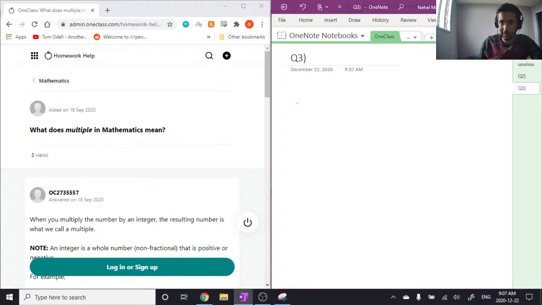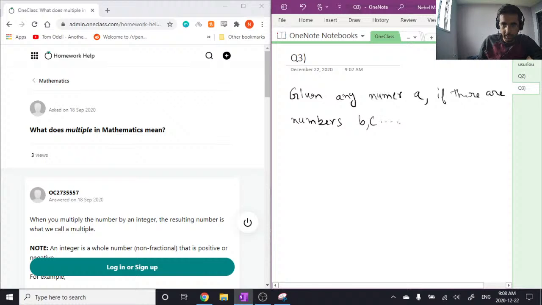So how I would define it is, given any number, let's call it A, if there are numbers B, C, it can be any amount of numbers. So for example, 8 can be said as 2 times 2 times 2, so there's 3, whereas 16 can be said as 2 times 2 times 2 times 2, there's 4. So it can be any number of numbers.